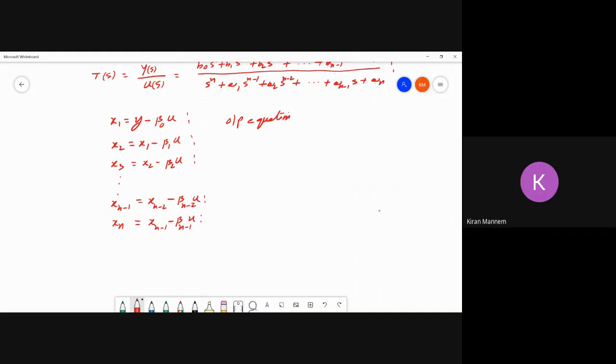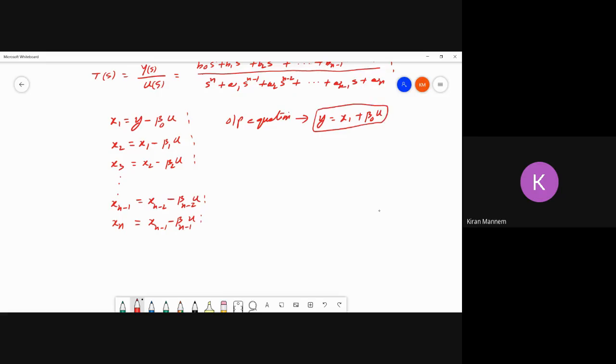Earlier, the first state variable was your output. Similarly here also, the output equation would be y is equal to x1 plus beta naught into u. This is your output equation.